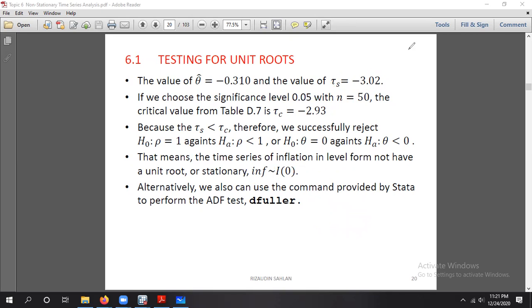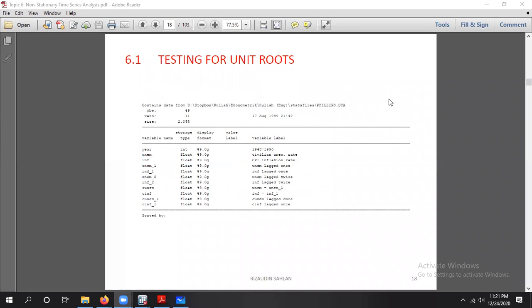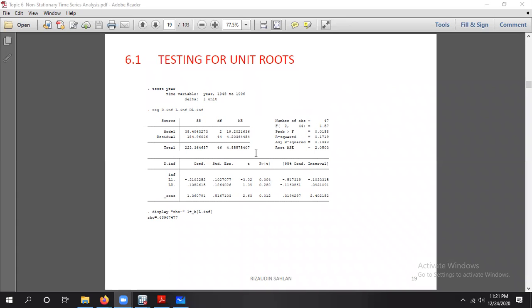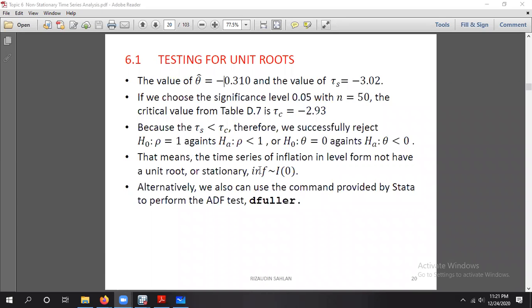Besides what we have done before manually, Stata also provides a specific command to perform the unit root test, and the command is dfuller. This is the special command provided by Stata to perform the unit root test based on the Dickey-Fuller test.